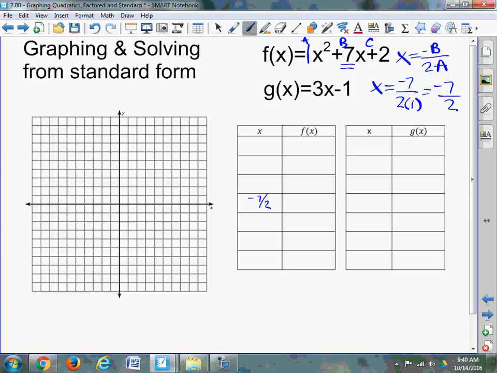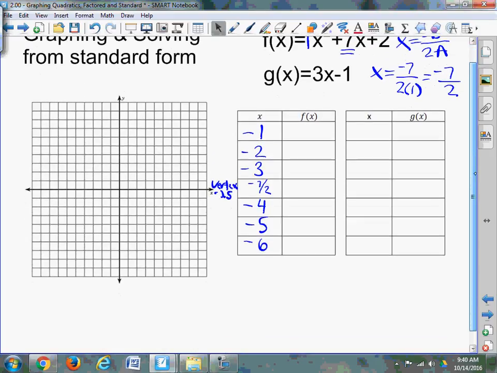If I need to remind myself, well, this is my vertex. All right, and just to get an idea, negative 7 divided by 2 is negative 3.5. So what I'm going to do to pick my other numbers is just something around negative 3.5. So I can go down negative 4, negative 5, negative 6, and I can go up negative 3, negative 2, negative 1. All right, and I'm going to use these as my input values. I'm going to find the vertex first because it's more difficult. All right, so I'm just plugging that into x squared plus 7x plus 2.